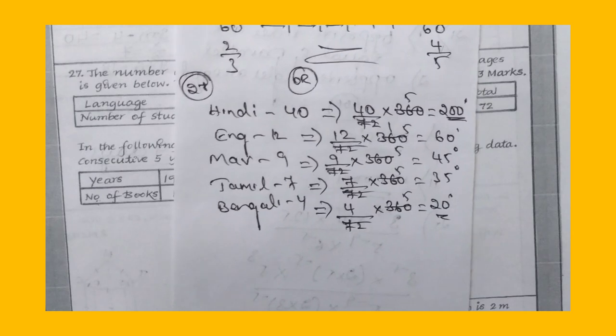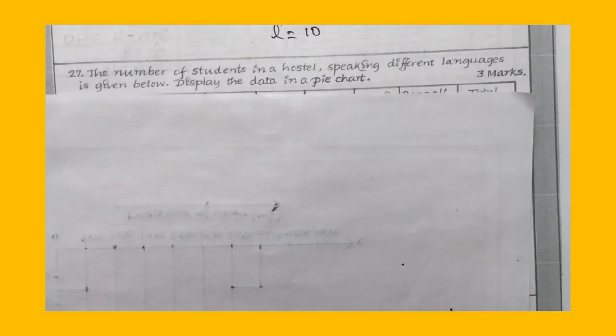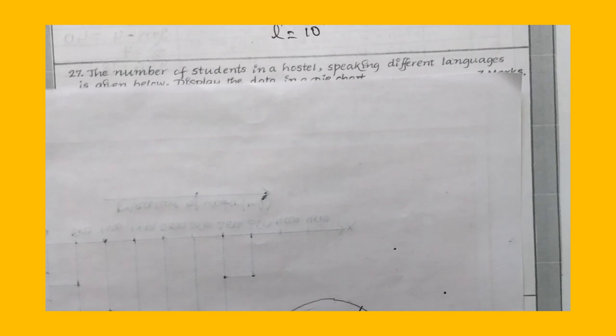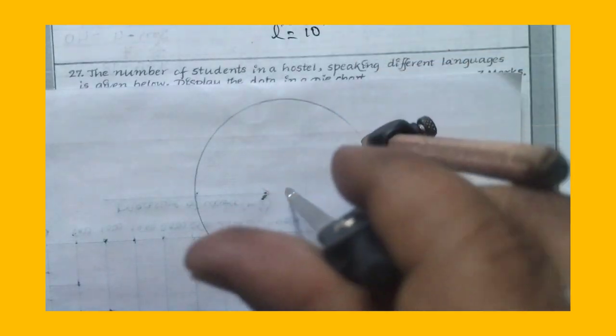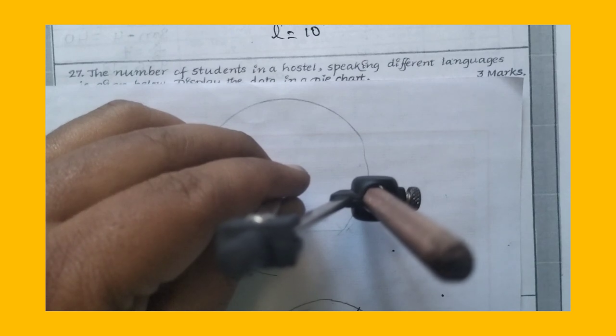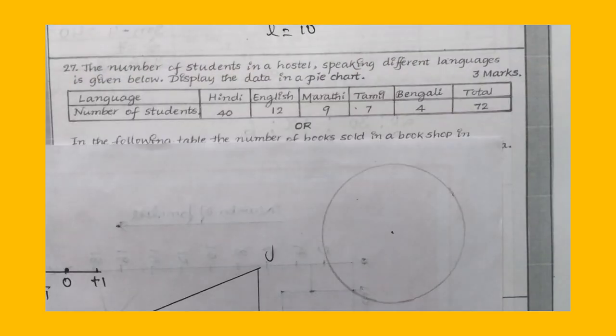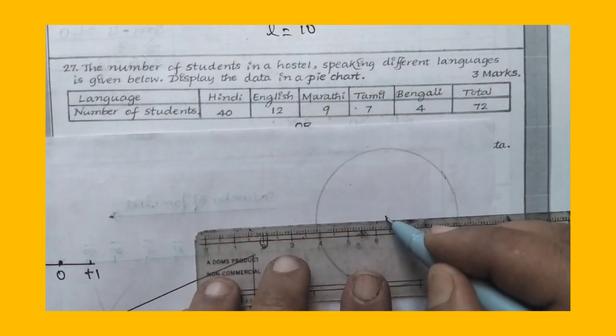So now using this, let us draw the pie chart. Let us draw the pie chart for this one. First you draw a circle, with no fixed measurement. Take some measurement and draw one circle. So let us draw one circle. Now draw one radius.